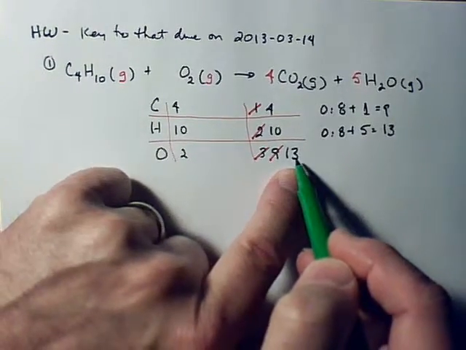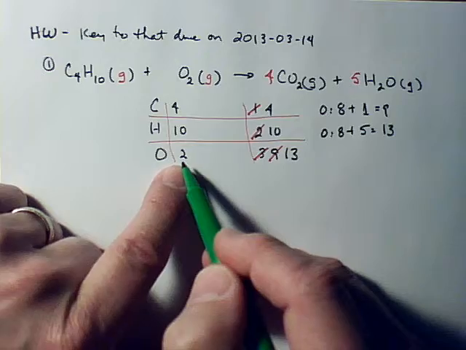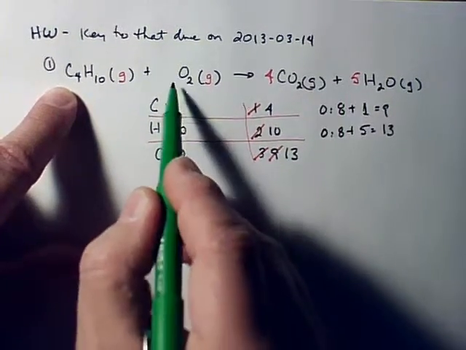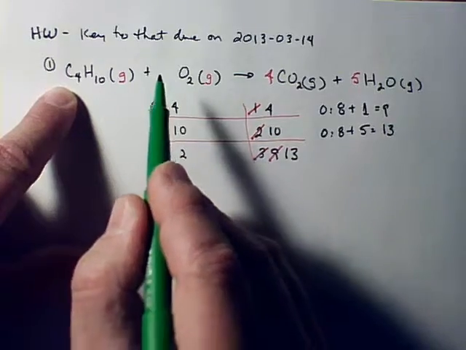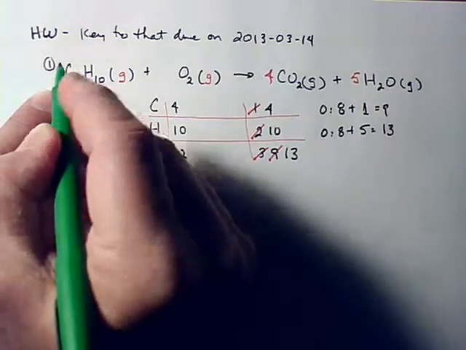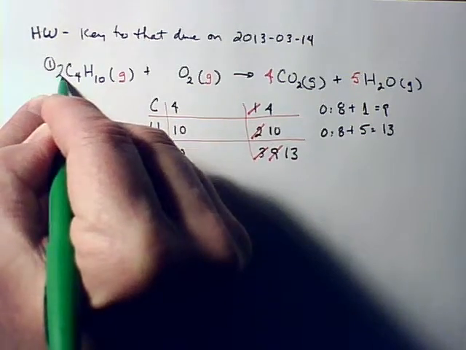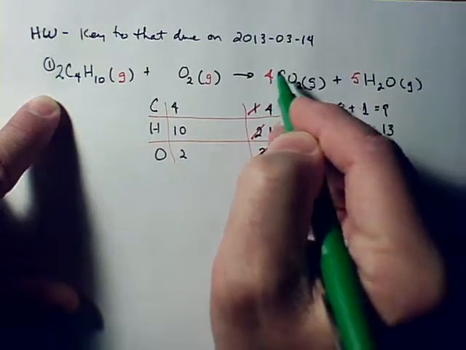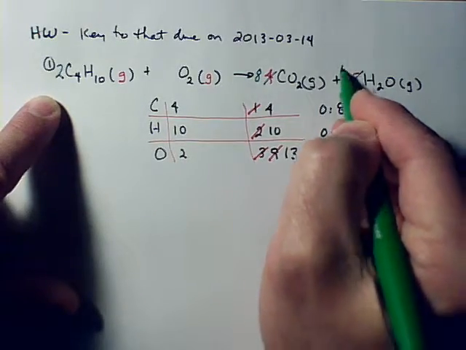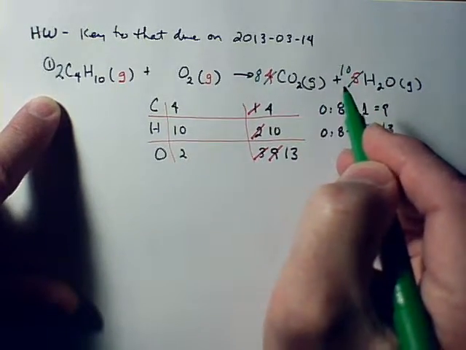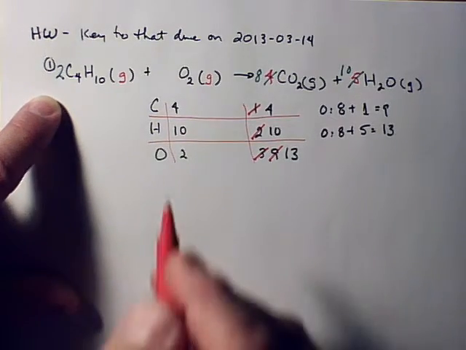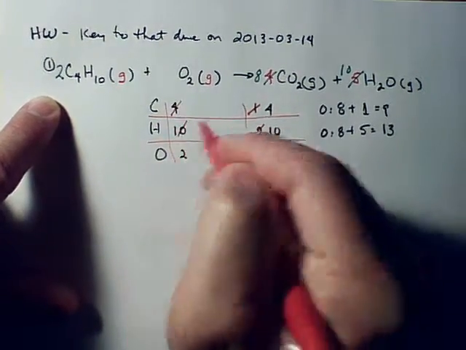where you've got an odd number of oxygens on one side and an even number on the other side, is you're going to go through and multiply all the coefficients, except the one in front of oxygen, by 2. So since I have an implied 1 here, I'm simply going to put a number 2 here. I want to change this 4 to an 8. I want to change this 5 to a 10. Let me go back through and recount everything. And this changes everything except the oxygen on the left at the moment.